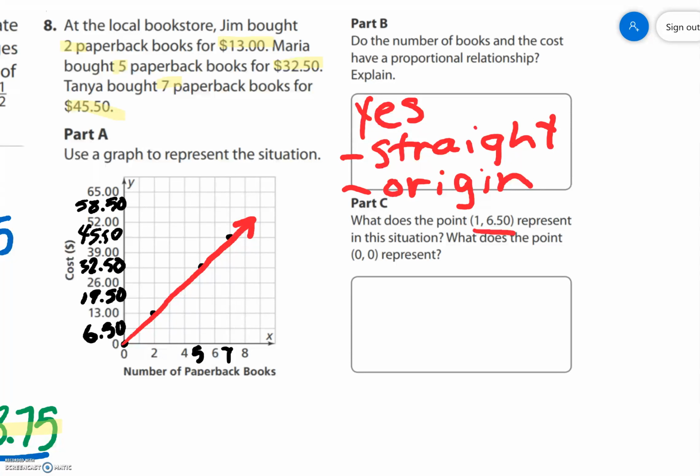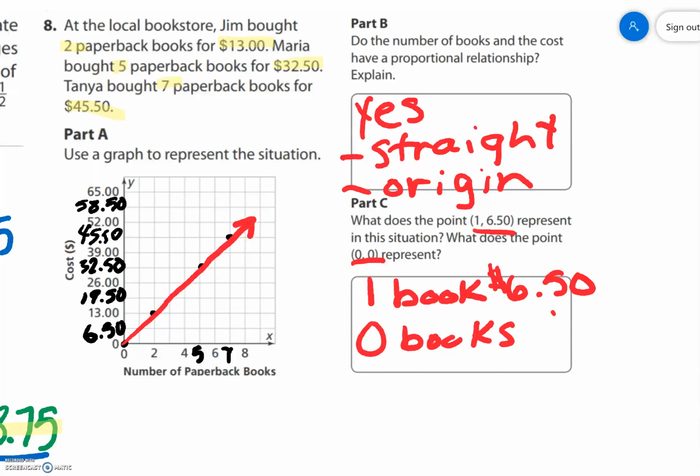What does (1, 6.50) represent and what does (0, 0)? Same thing we did before. 1 book costs $6.50. 0 books cost $0. Read the labels.